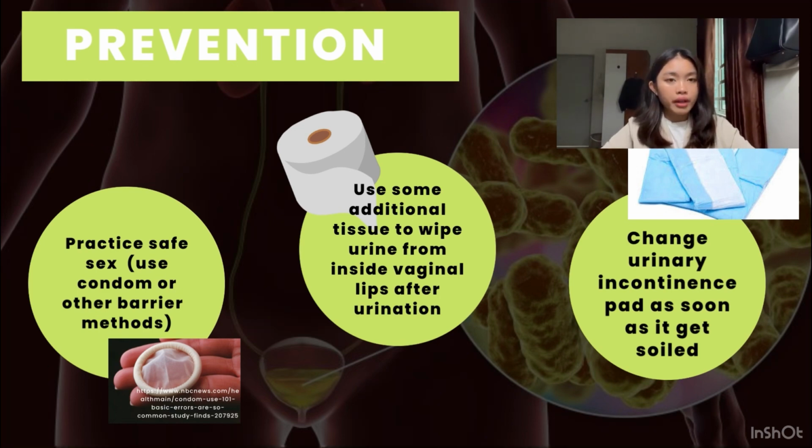Next, for females, it is advisable to use some additional tissue to wipe urine from inside the vaginal lips after urination. Lastly, for those who wear urinary incontinence pads, it is advisable to change the pad as soon as it gets soiled.